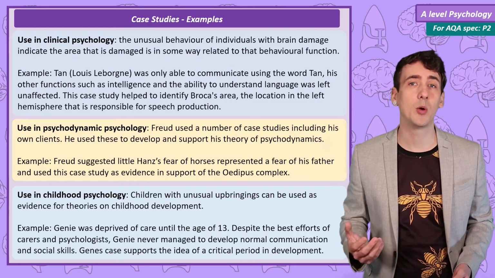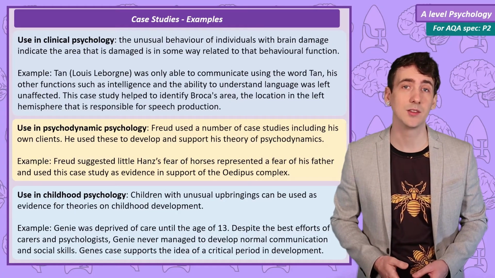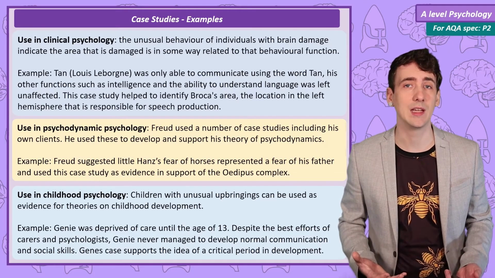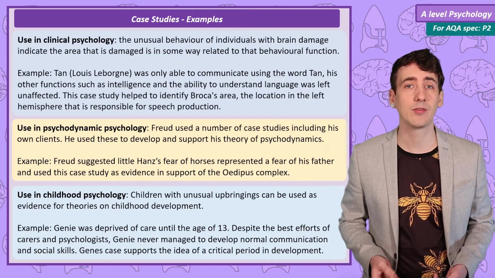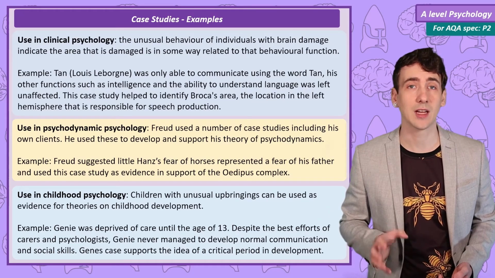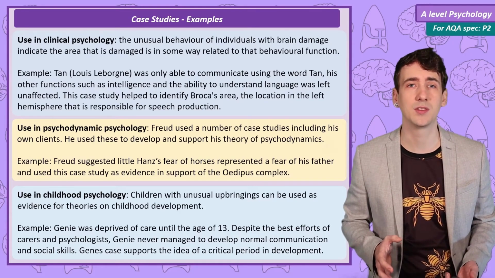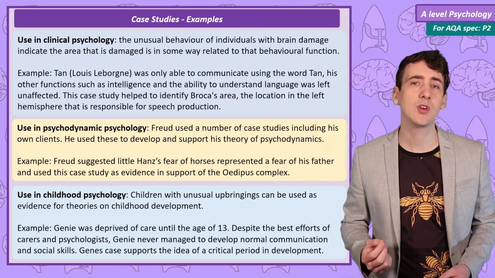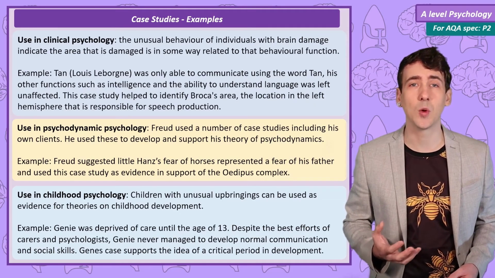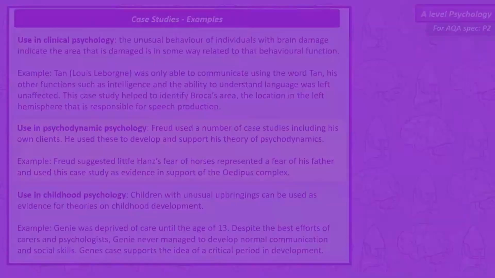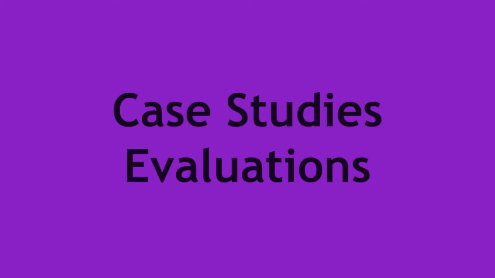Case studies of children with abnormal upbringings can be used to test the ideas of childhood development. And one famous example is the case of a child called Genie, who was severely deprived of care from infancy until 13. Now, even with the help of trained psychologists, she was unable to develop beyond simple communication and struggled to behave appropriately. Genie demonstrated the importance of early years and critical periods of childhood in learning language and social skills.